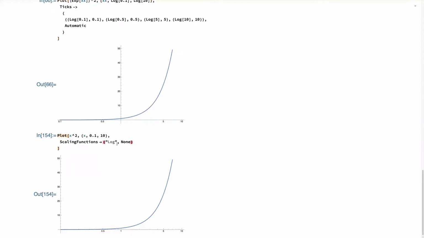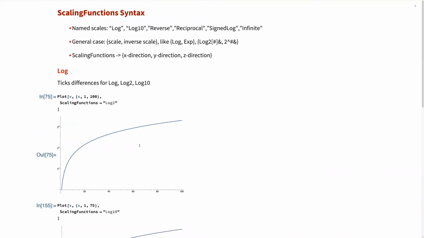So the scaling functions allow you to specify different scalings in different directions. This is the syntax. The first one is the x direction, and the second one is the y direction. So this is how you can work on it. That gives us the basic idea how scaling functions work, and also gives you the idea why we need the inverse scaling function, because the inverse scaling function is essential to figure out the ticks and also for the domain when we do the domain scaling.